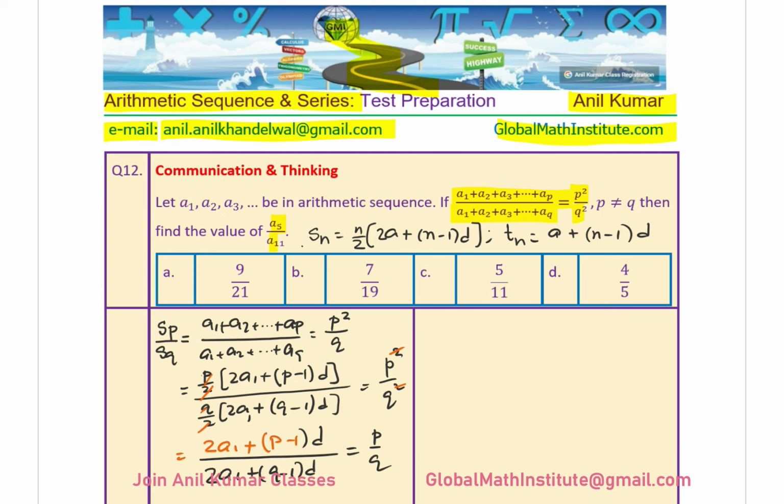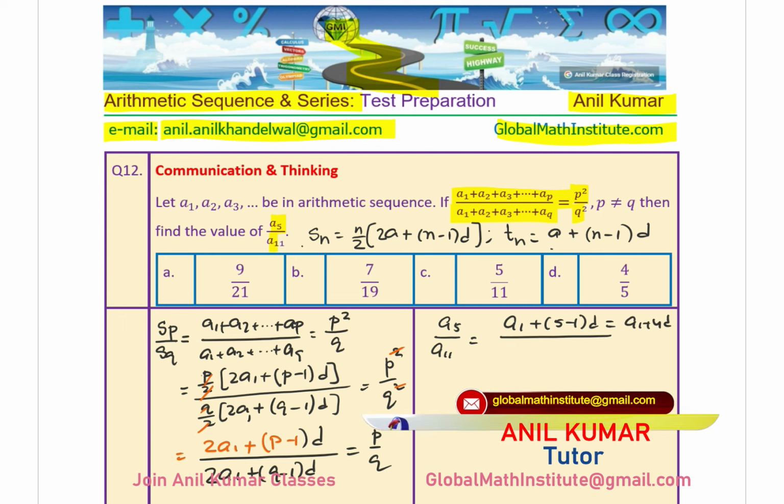Now, how can that help us? We really want to figure out the ratio of the fifth term to the 11th term. Well, the fifth term can be written using the nth term formula as the first term plus (5 minus 1) times d, which is a1 plus 4d. Similarly, the 11th term can be written as a1 plus (11 minus 1) times d, which is a1 plus 10d, correct?